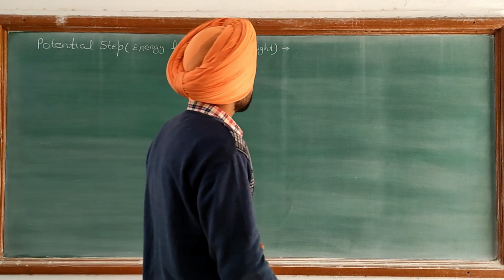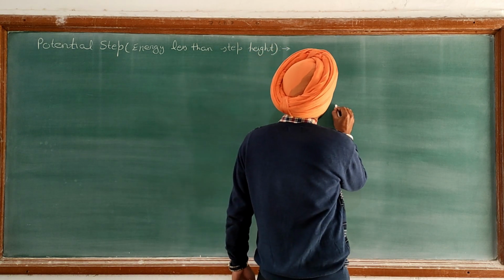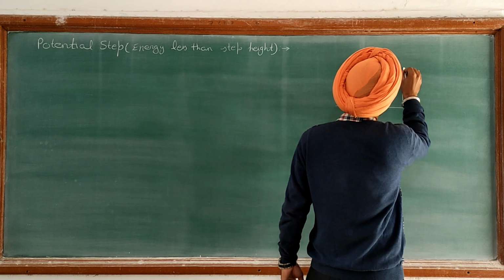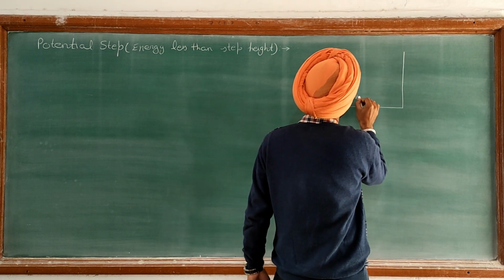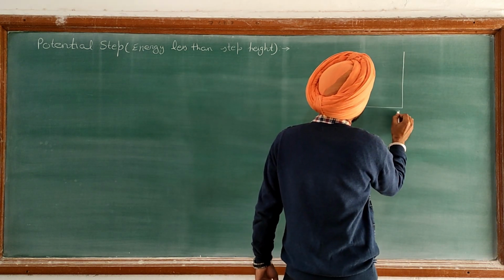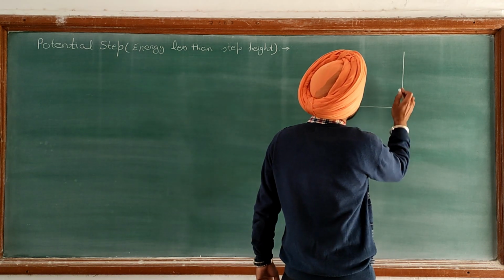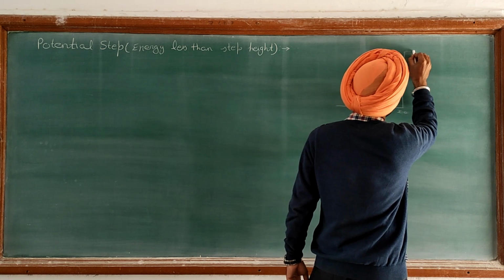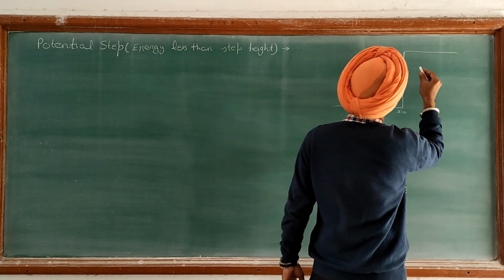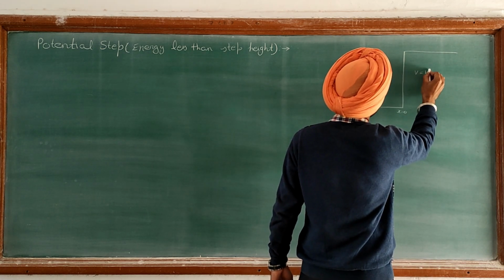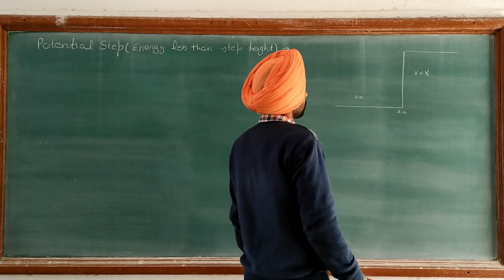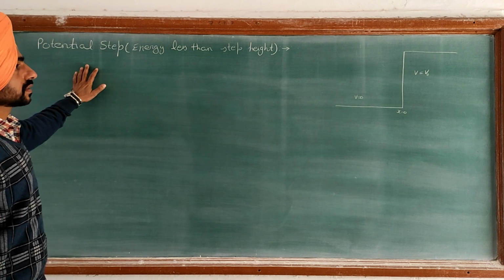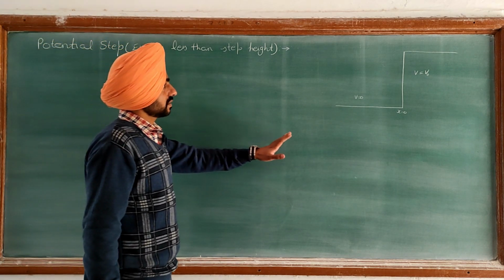So we consider that along the x-axis we have a region where the potential V is equal to 0. At x equal to 0 there is a discontinuity, and if x is greater than 0 then there is some potential, say V equal to V naught. So this is like a step potential. So this is a barrier.